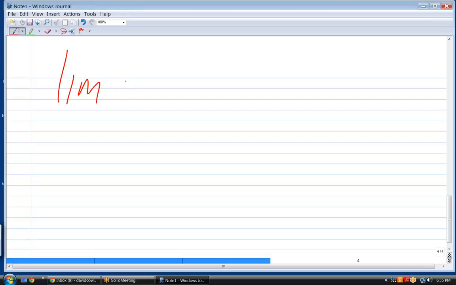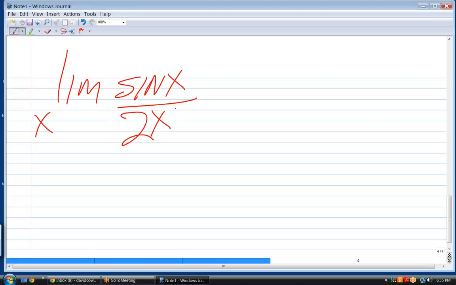Okay. So this one is to find the limit graphically. And it's the sine of x over 2x squared minus x, as x goes to 0.